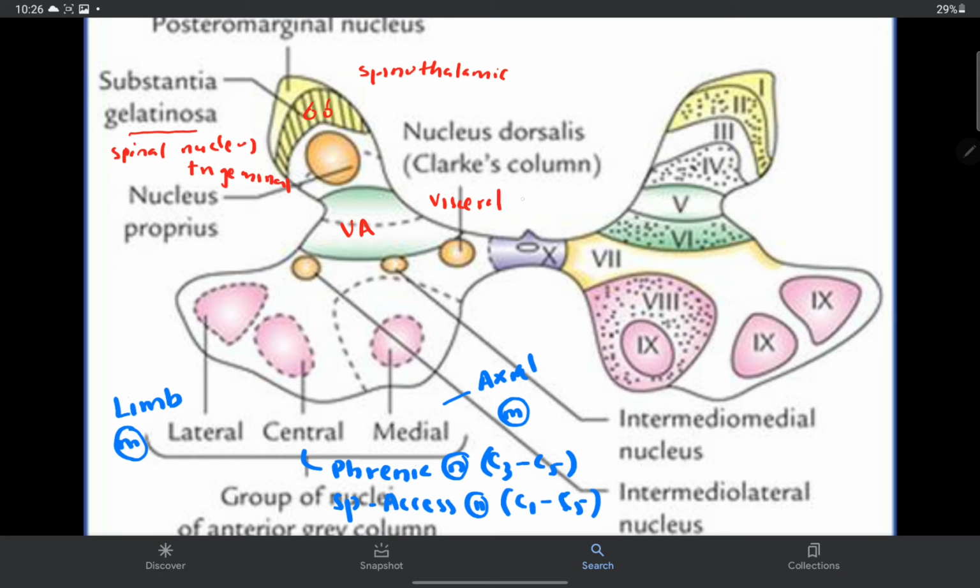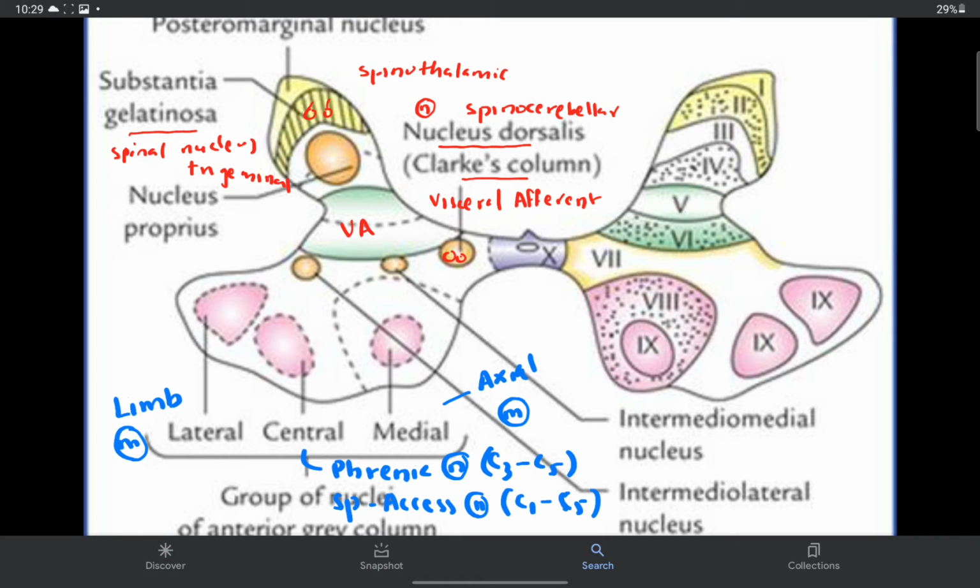Visceral afferent. As the name suggests, it carries the sensation from the viscera. Afferent means sensations, sensory. Then we have the nucleus dorsalis or the Clark's column. Here the nucleus for the spinocerebellar tract is present. So the nucleus for the spinocerebellar tract is present in the nucleus dorsalis.